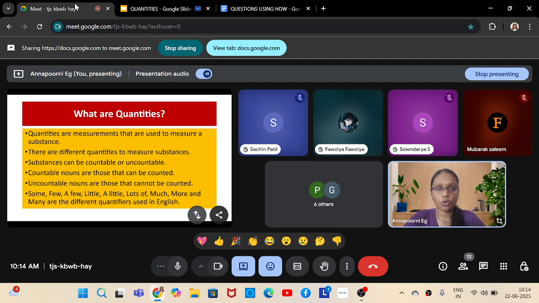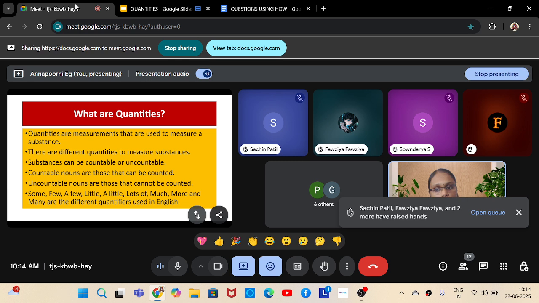So now what are the different quantities that we are going to use with different substances? I said that there are two types of substances, both countable as well as uncountable nouns. To measure these countable nouns or uncountable nouns, what are the quantities that I am going to use? So here is a list of words. There are 10 words, namely some, few, a few, little, a little, lots of, a lot of, much, more, and many. Here you can see only 9 words, because of the limitation in space, I have reduced it to 9 words. Actually, there are 10 quantifiers. First one is some, next is few, next is a few, little, a little.